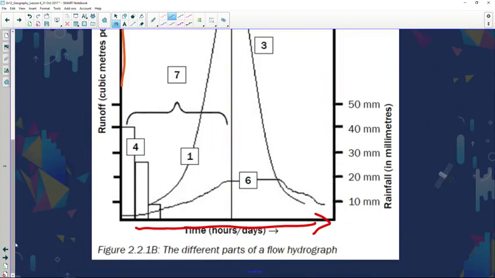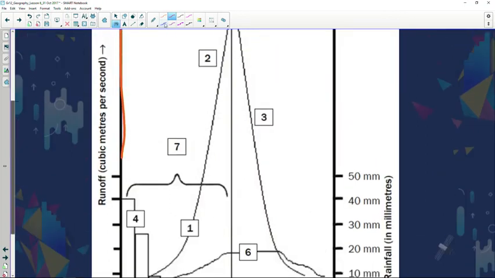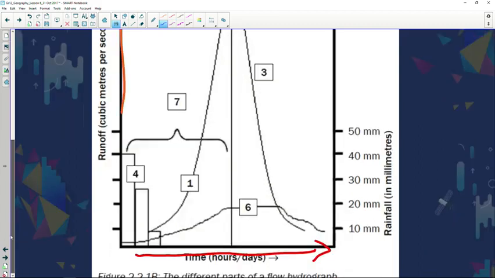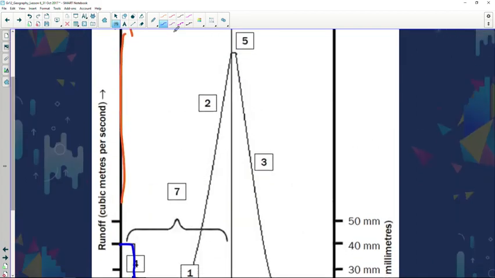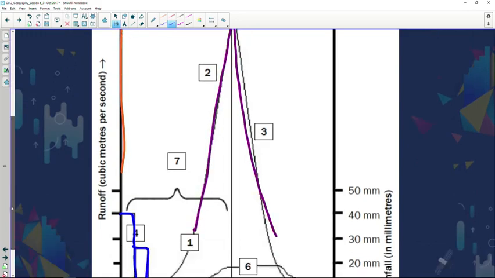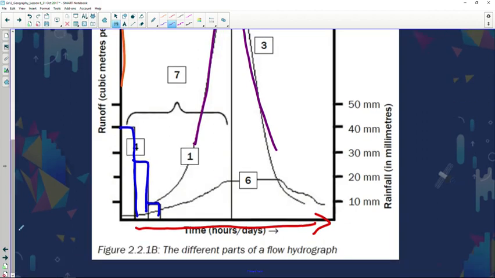And then the horizontal axis is over the time period. It might be days, it might be hours. Now obviously we discussed it over there. As you can see, there's your bar graph showing you the amount of precipitation, and there's your line graph showing you the discharge, how fast the discharge is taking place.